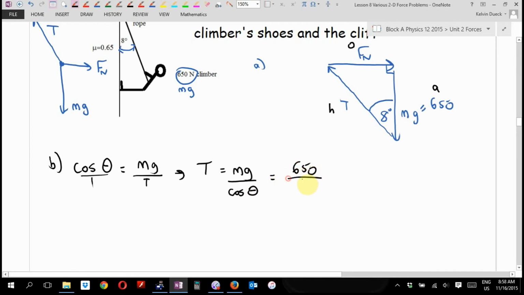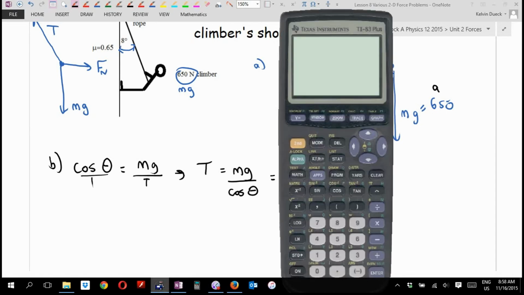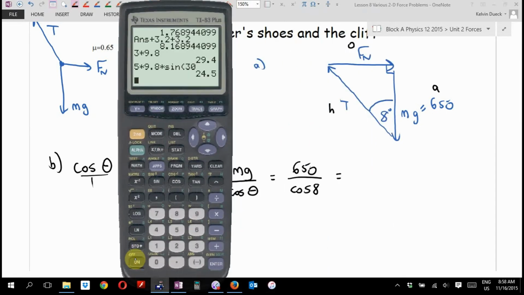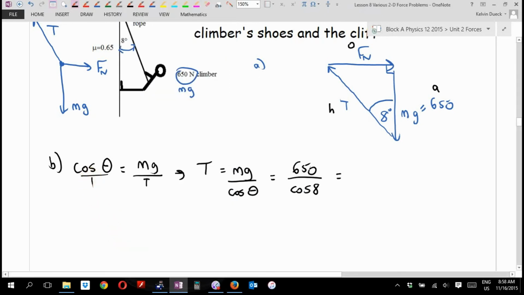650 divided by cosine of 8 degrees. Over here? Well, yeah, I want it to be one fraction equals one fraction so that stuff can move diagonally. Normally I don't bother writing that, but since tension's on the bottom, I just wanted to reinforce, we can swap those two. Really what we're saying is you would times tension to the other side, and at the same time divide by cosine, right? Is that okay?